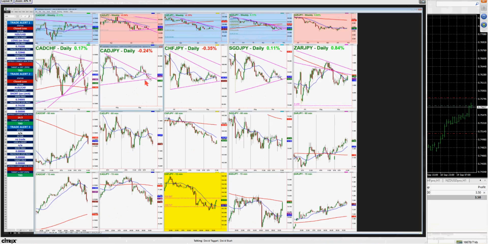I mean, you got CAD bouncing today across most things, but not the yen. Yeah, we have CAD yen, and then was it? Check out Aussie CAD. CAD's not bouncing there. Aussie CAD, yeah. Let's take a look at that.